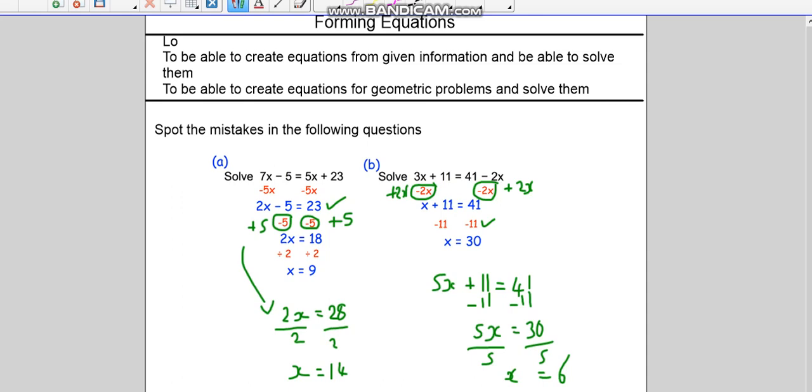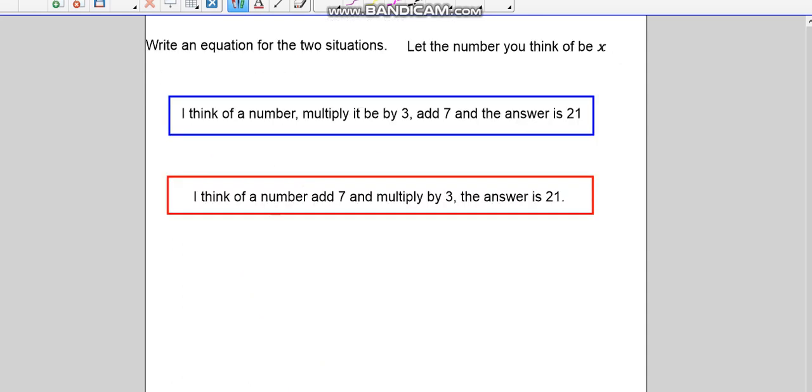Right, let's move on to forming equations. So I've got two situations here, and we're going to write equations for those. It says, let the number you think of be x, and the question says, I think of a number, multiply it by 3, add 7, and the answer is 21. So if the number you think of is x, see if you can write down an equation for that problem. Press pause and have a go, and then we'll go through the answer and see if you got it right.